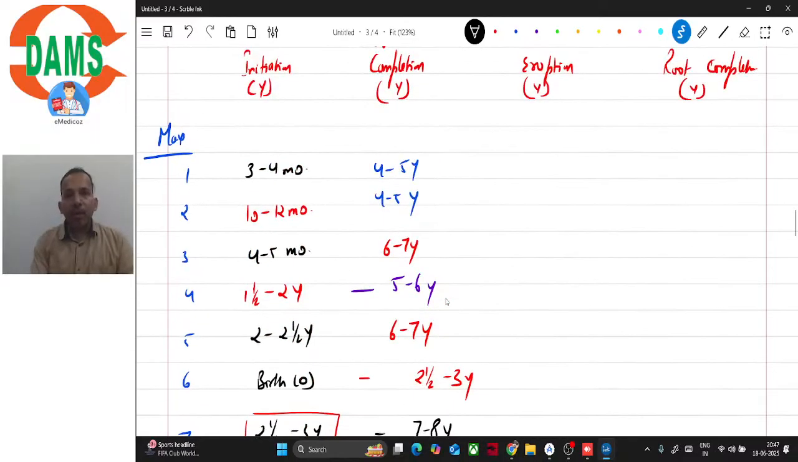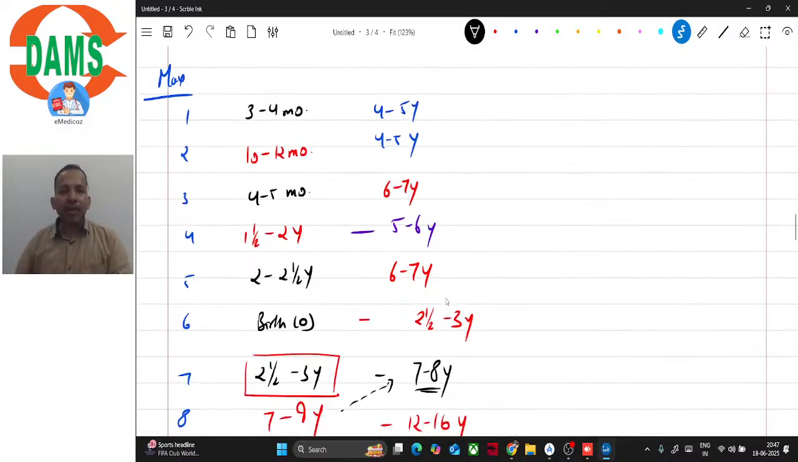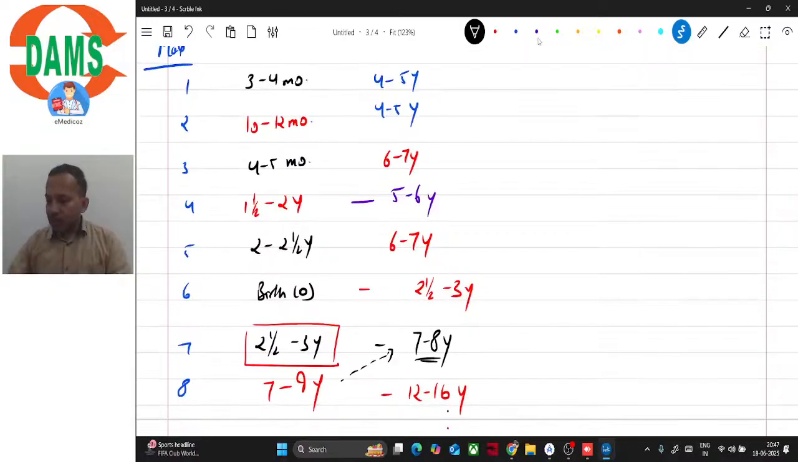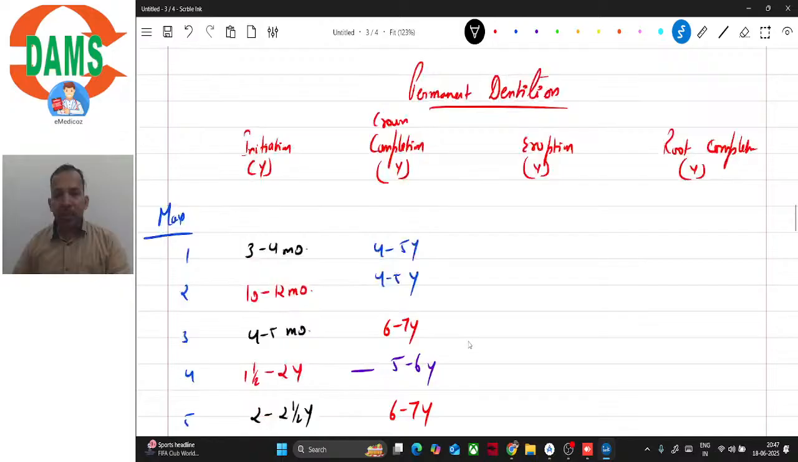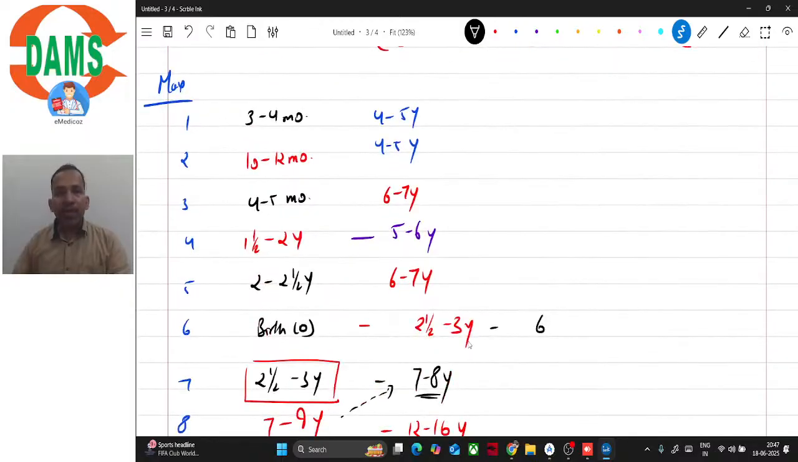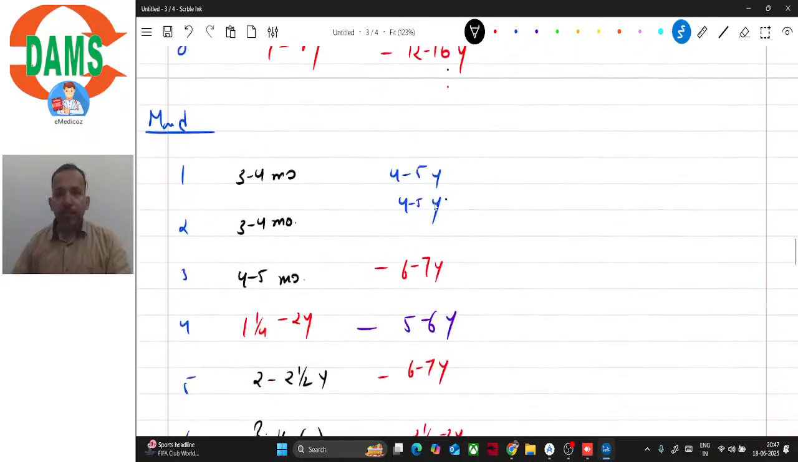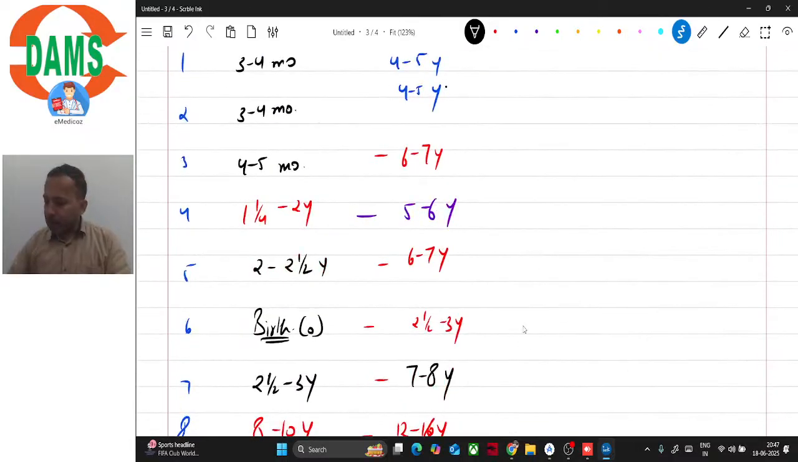So next, let's go to the eruption dates. So which is the first tooth to erupt? The one that initiates first will erupt first, isn't it? So which is the first tooth to erupt? The first tooth to erupt would be the maxillary and mandibular first molars, and they'll erupt at an age of about 6 years, isn't it? They erupt at an age of about 6 years.